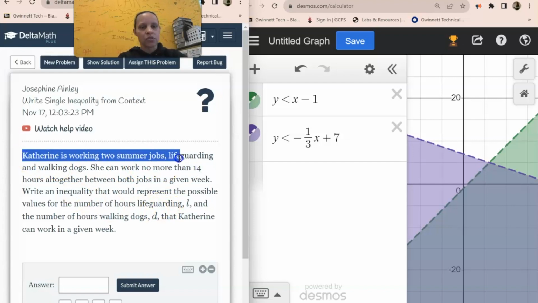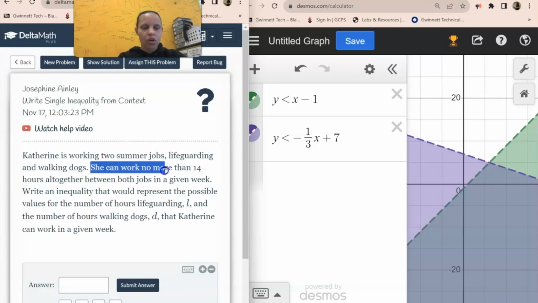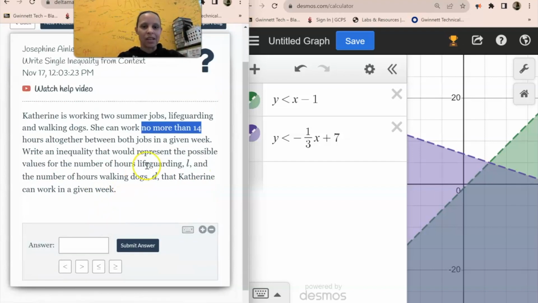All right. So Catherine is working 2 summer jobs, lifeguarding and walking dogs. So here you go, lifeguarding, walking dogs. She can work no more. Okay, so what is no more? It means that's my maximum, right? Then 14 hours. So I can work 13 hours. 12 hours. I can even work 14 hours, but I cannot work 15. So it has to be under or equal to 14 hours. So whatever I'm doing, under or equal to 14 hours.